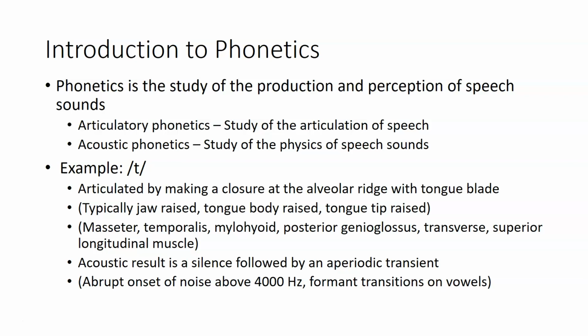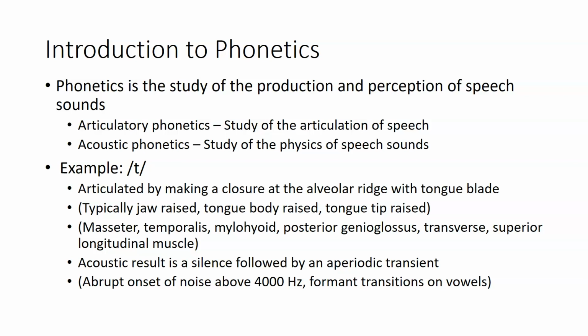with the tongue blade. In terms of anatomy, that typically involves raising the jaw, raising the tongue body, and raising the tongue tip, using muscles like the masseter and temporalis for jaw raising, the mylohyoid, the posterior genioglossus, and the transverse muscles for tongue body raising, and the superior longitudinal muscle for tongue tip raising.